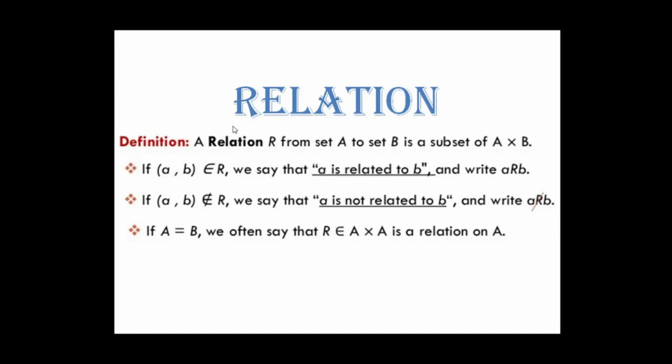Today I'll discuss relations and some examples of the types of relations. Here is the definition: a relation R from set A to set B is a subset of A cross B, and the sets A and B should be non-empty sets.